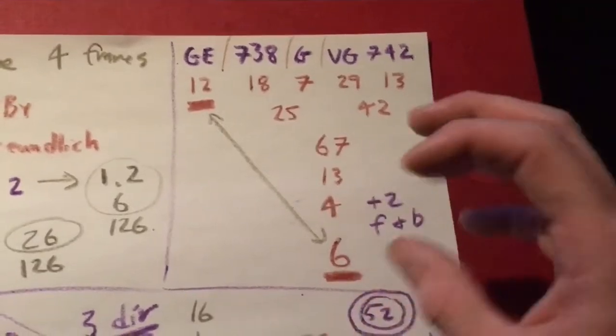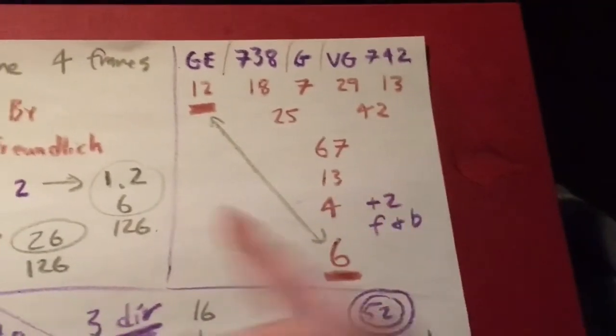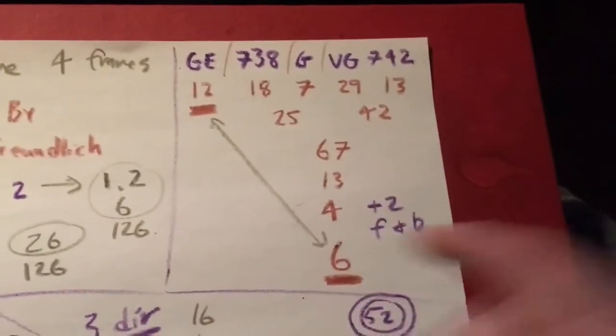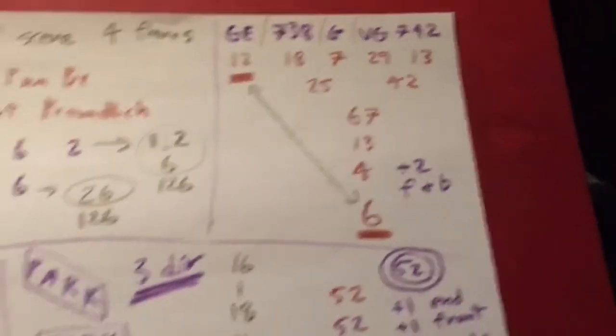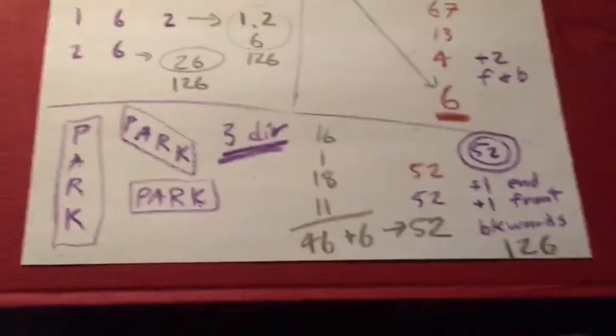But you got to know that you're going to have to plus 2 for it forwards and backwards. So you're going to get a 6. And there's your 126. Okay. That's one way of doing it, right? We got 2 of them. So we got to look at the other thing.